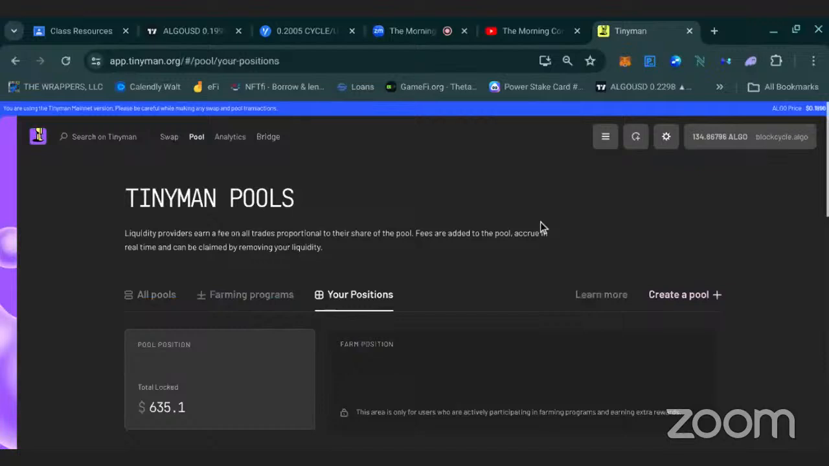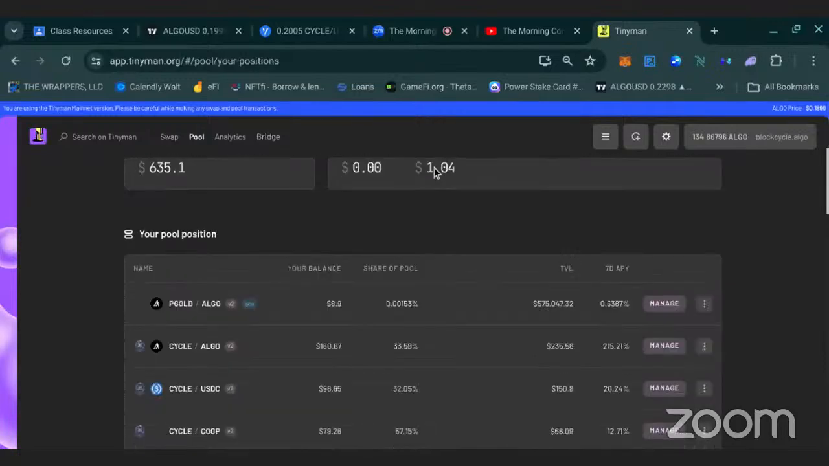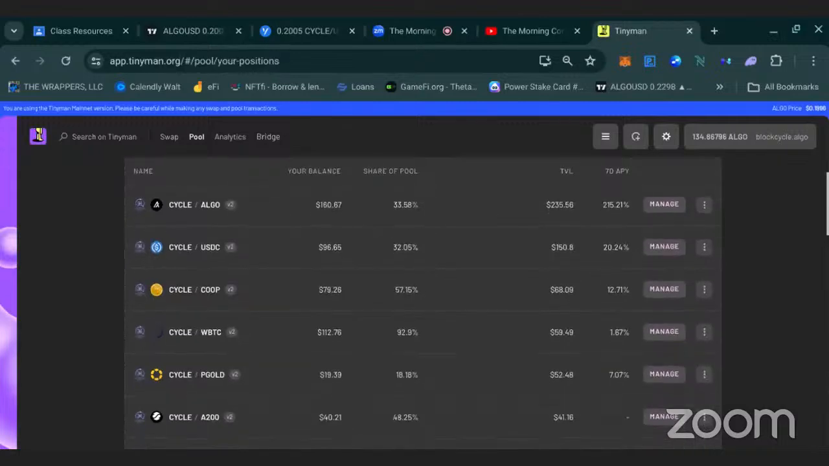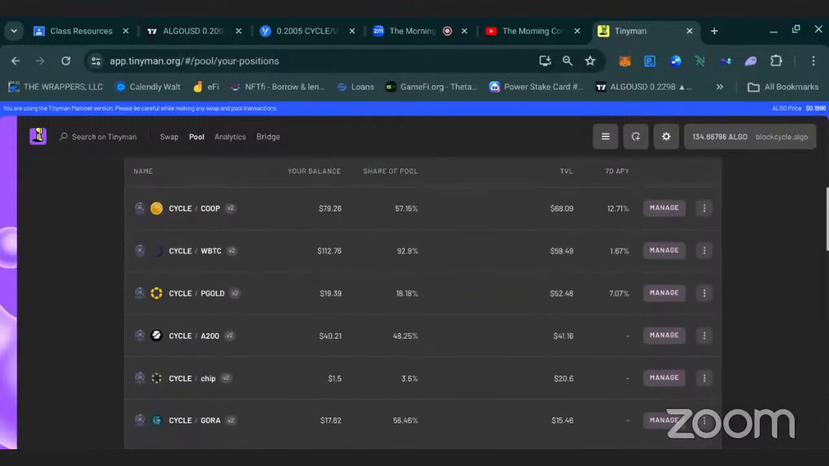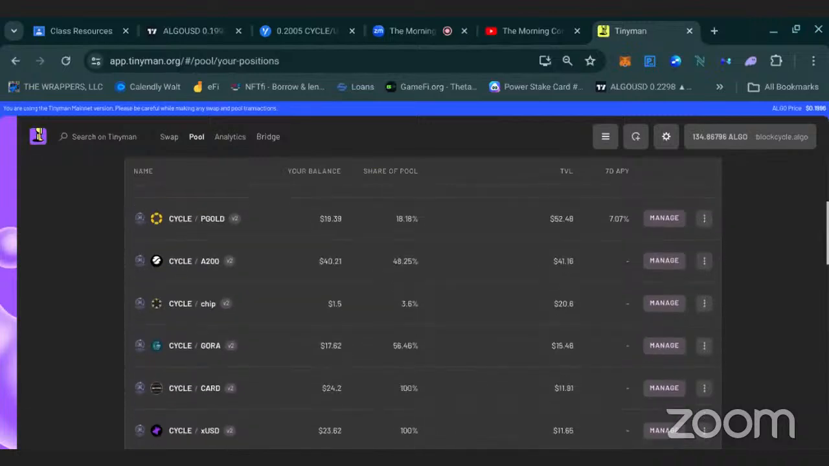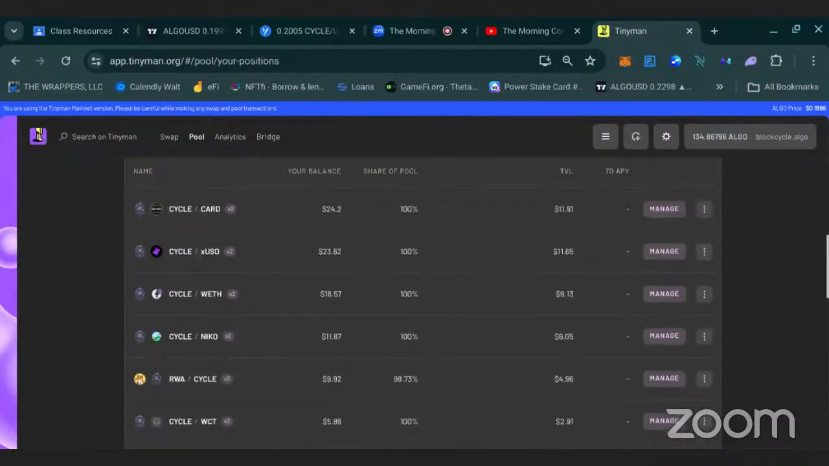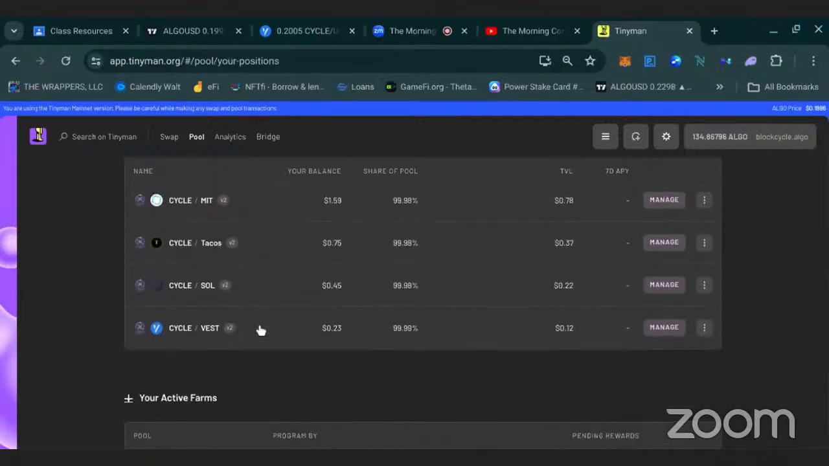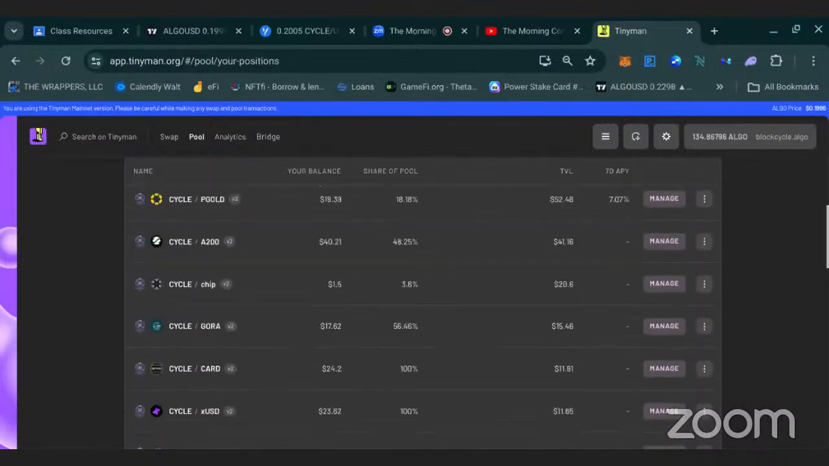So this is the BlockCycle liquidity pool. So we basically got to go back over and fill all of these up. I got to fill all of these up. And so do you guys, right? This is the next level right here. This is the next phase that we start. So yeah, I got some ways to go.